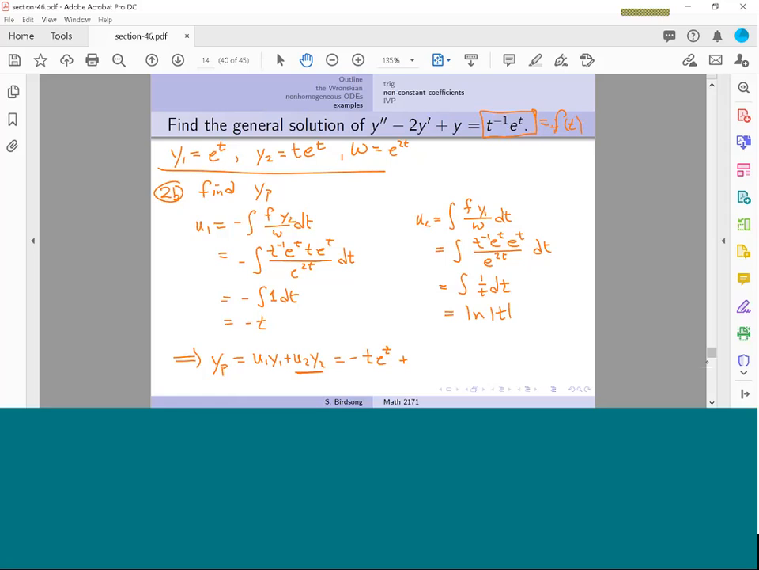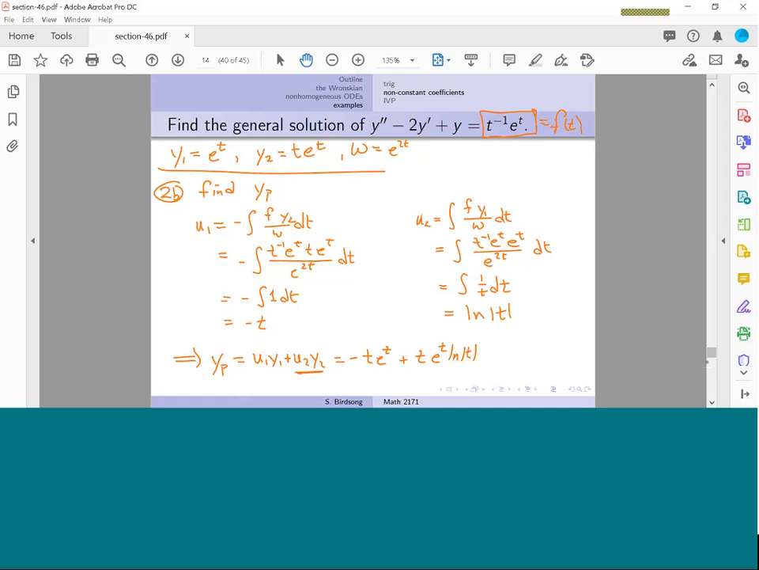times, where'd it go? y2 up here, which is t e to the t. It is standard, though, to put the natural log at the end, so I'm going to flip-flop the order. So this would be t e to the t times natural log of t. Okay, so that's the particular solution that the variation of parameters spits out at us.